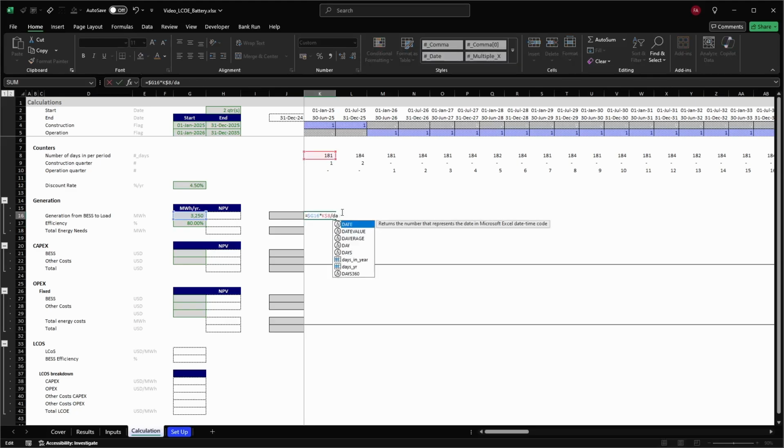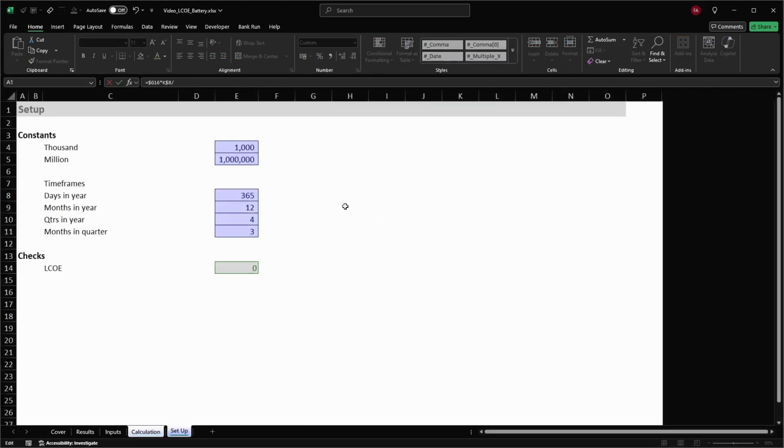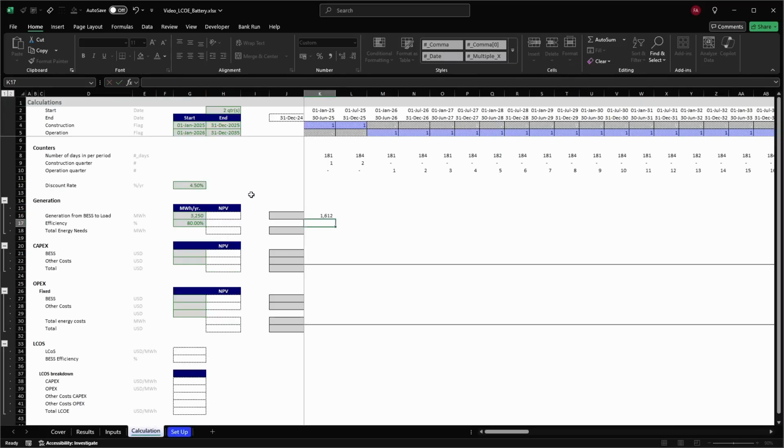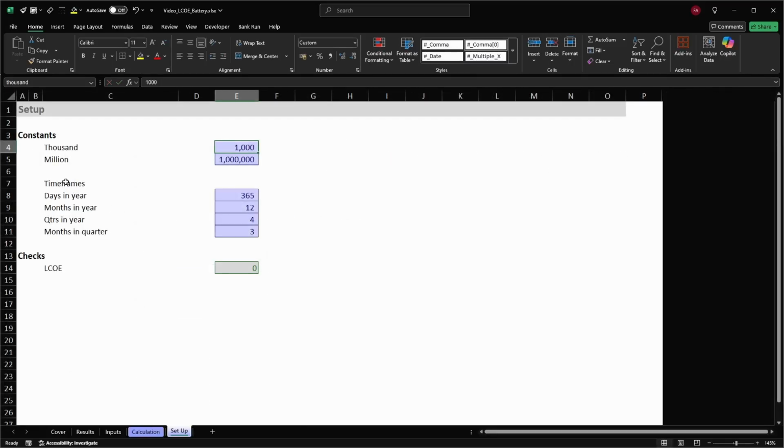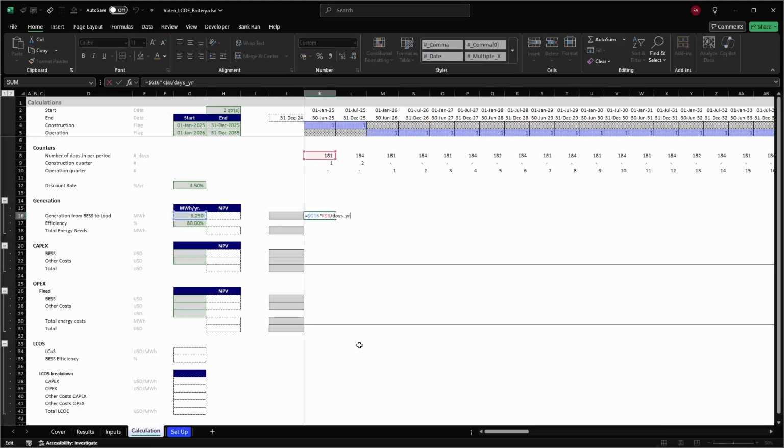Why it's not... Let me just go over here. Yeah, it should be equals here. Okay, there. I don't know what happened, but here we go. So I set the number of days in a year over here, as you can see. All right, so cool, but this is not correct because this is the generation only during the operation. So we also have to multiply by the flag over here.